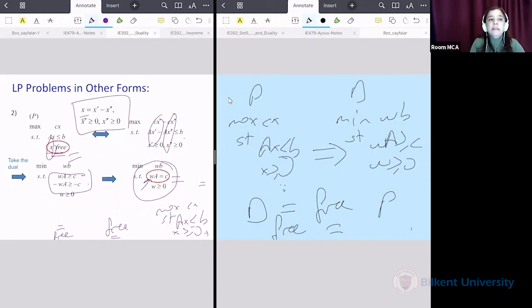Any ideas? You can chat, you can write from chat, or you can raise your hand. Any ideas? Is it done? Can you take the dual of anything? Negative variables. Very good, Ceren. Very good. We may have x less than or equal to 0. Or there is one more ambiguity. One more. Any ideas again? From chat room, please.